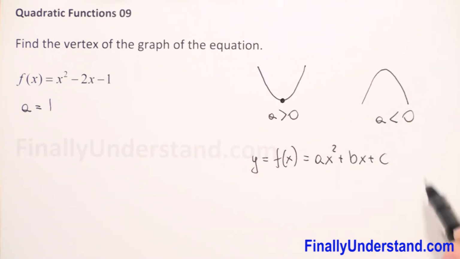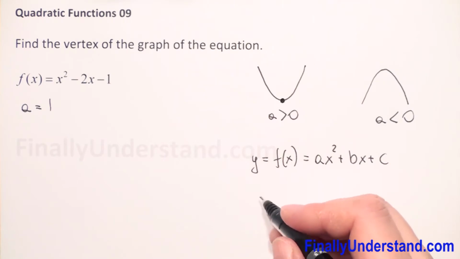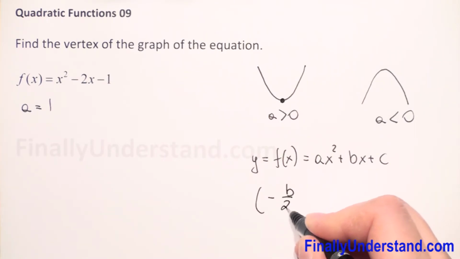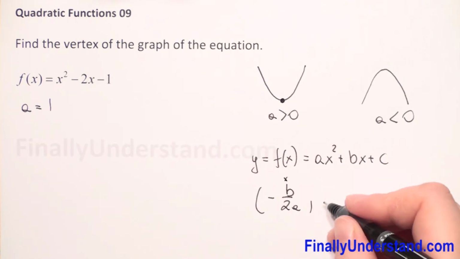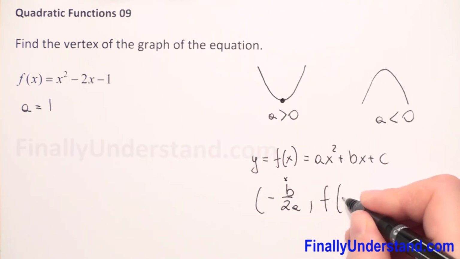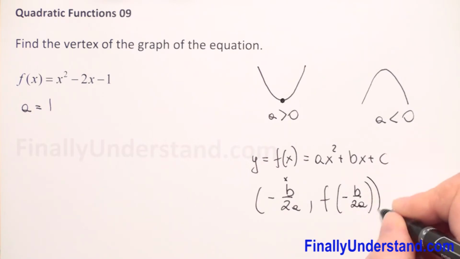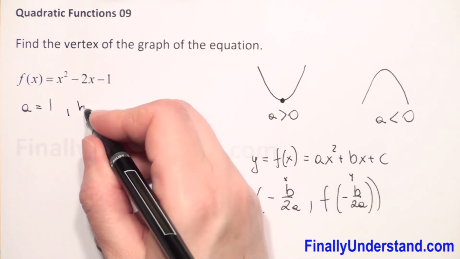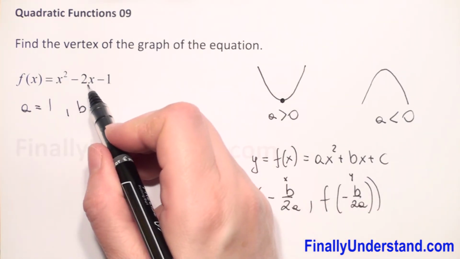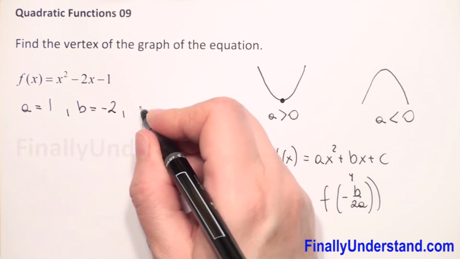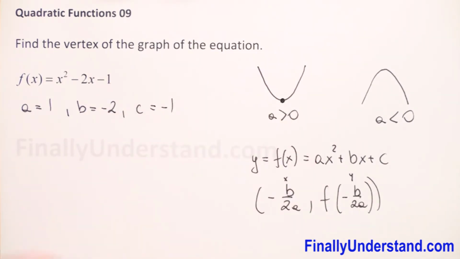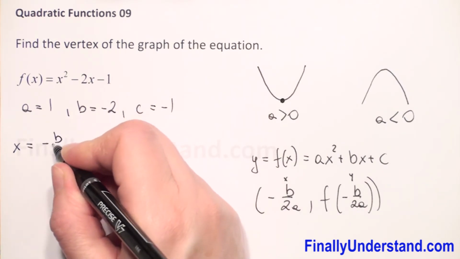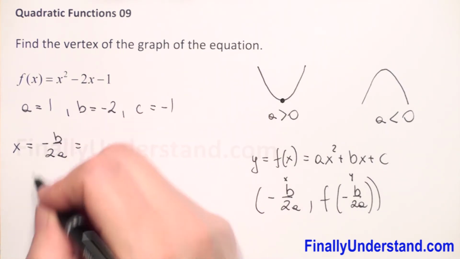When we have the general form of a quadratic function, the coordinates of the vertex are negative b over 2a. This is the first coordinate, and the second is the value of our function for negative b over 2a. This is our y. So first we always need to find the first coordinate. To find it, we need b and a. We have a. b, like I said, is the coefficient before x. Before x we have negative 2, and the constant c is negative 1. So x is equal to negative b over 2a. We have to memorize this formula.